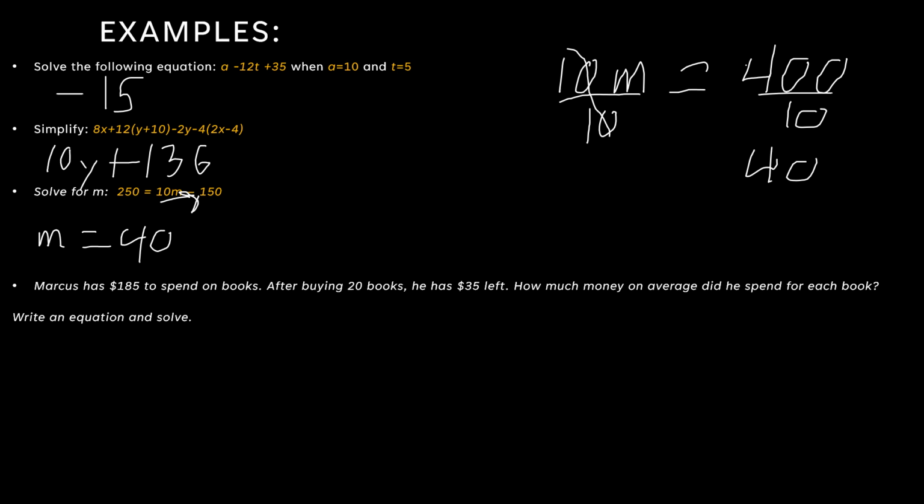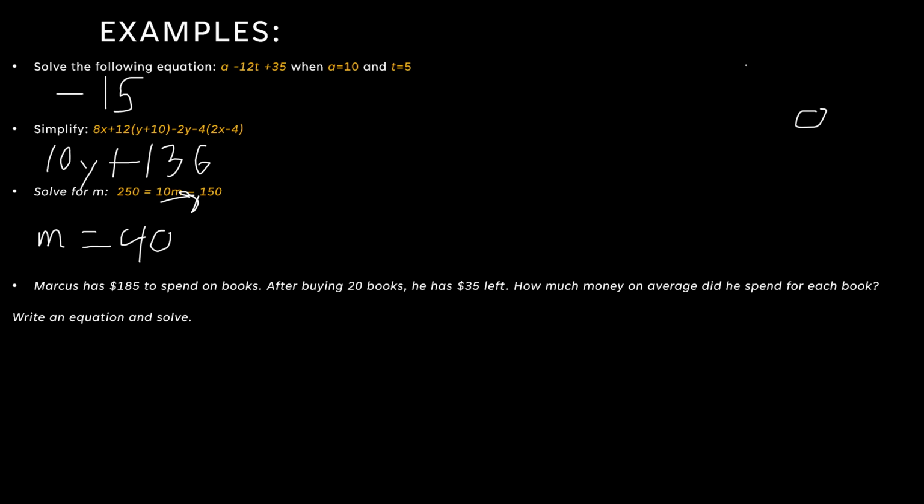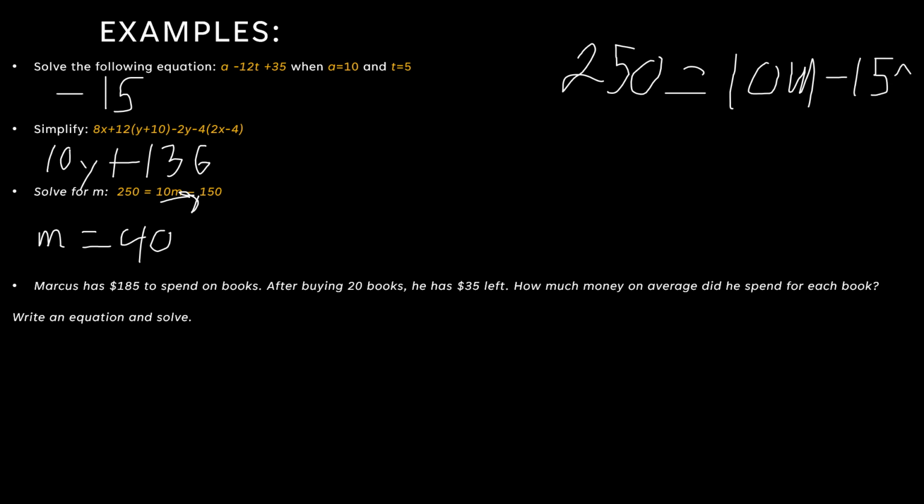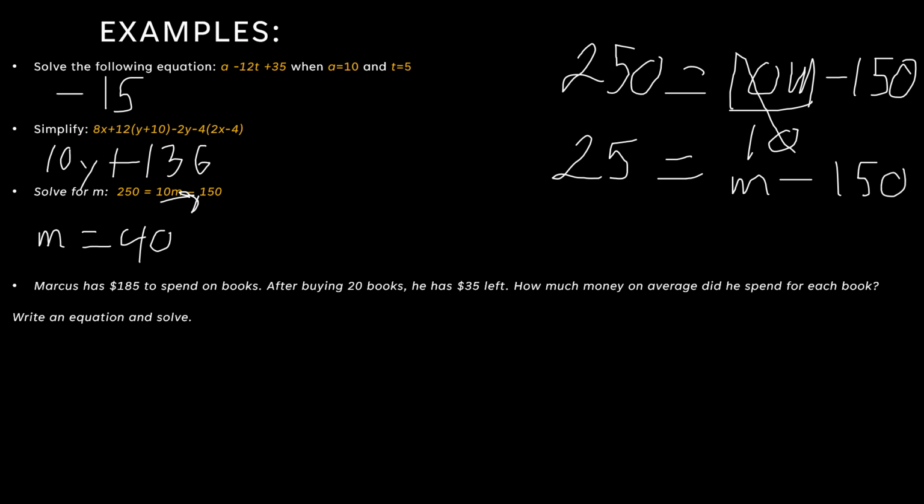Now just to show why we don't do the division first, let's go over it. So if we have 250 equal to 10m minus 150, if we divide by 10, and it cancels out there, 10 goes into it and it becomes 25. So 25 is equal to m minus 150. If we add that to both sides, then it cancels out here, and it becomes 175.